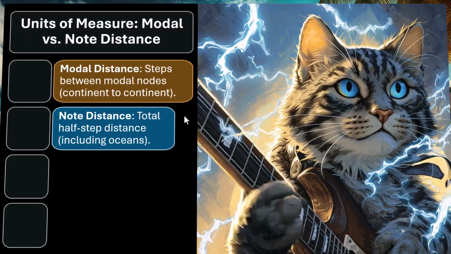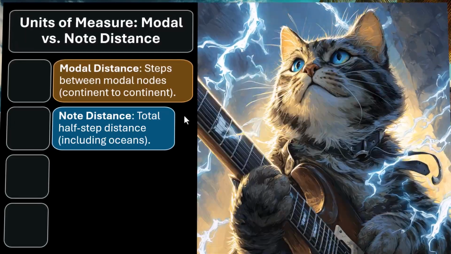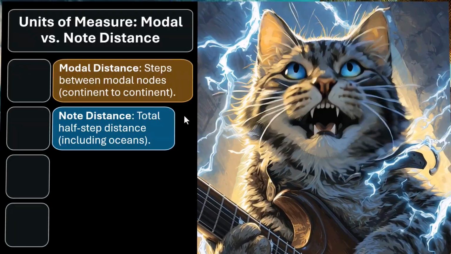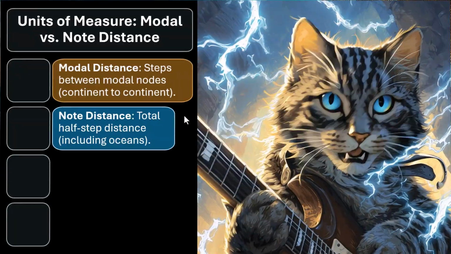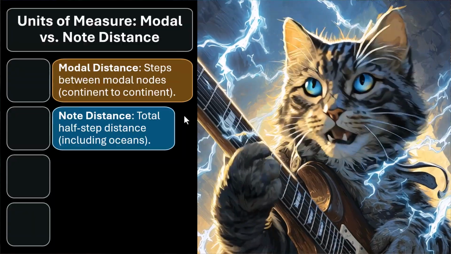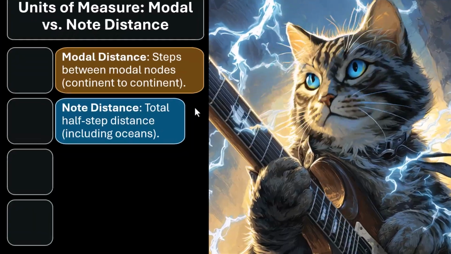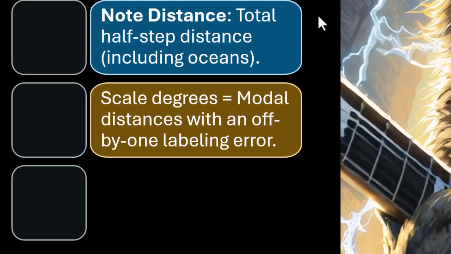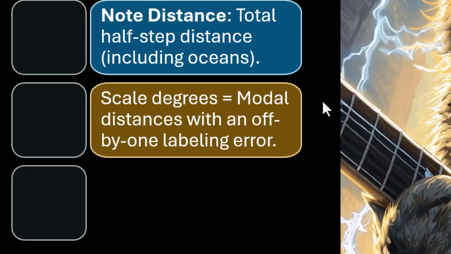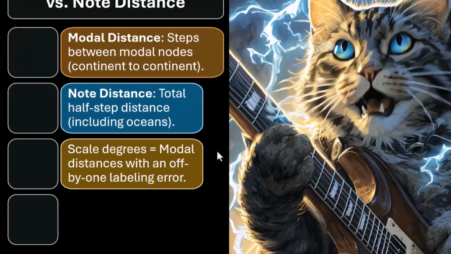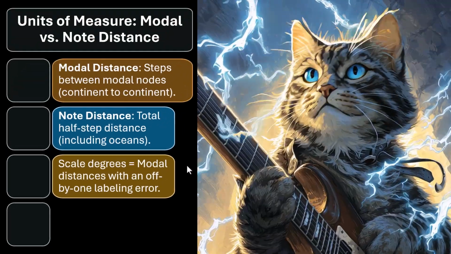I'm going 3 continents up, right? You might not say the oceans because the oceans are the things that you have to pass through to get to the continent. They are not the important thing. But then to get there, you want to define the total distance, including oceans and continents, which would be the notes. That's basically what we're doing when we're building the scales, which we'll see in a second. So scale degrees equal modal distance with an off-by-1 labeling error.